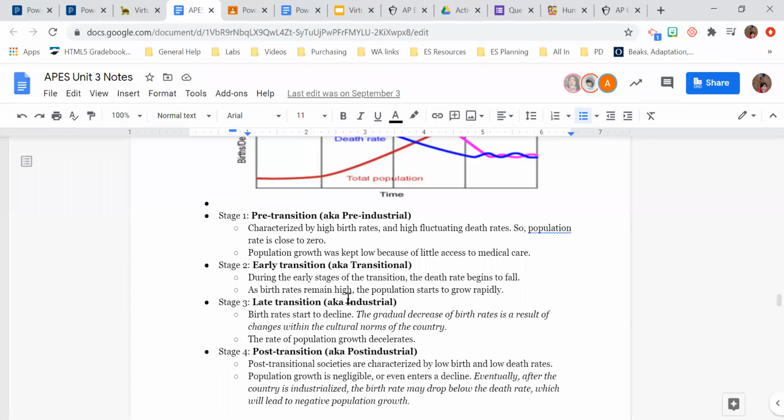We can call stage 3 late transition or industrial. And the reason we add industrial there is because this happened in the developed world. So like Europe and the US, it happened right around the time of the Industrial Revolution. We started to see those birth rates fall as industrialization came. The gradual decrease of birth rates is a result of changes within the cultural norms of the country. So it doesn't necessarily have to happen with industrialization, but it did in the first countries that we studied.